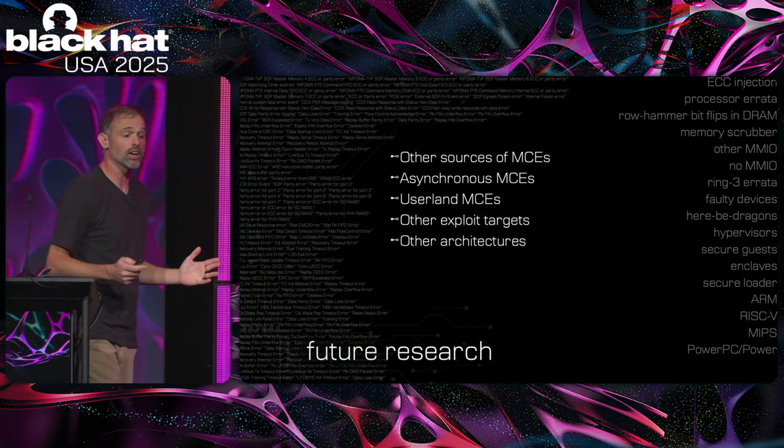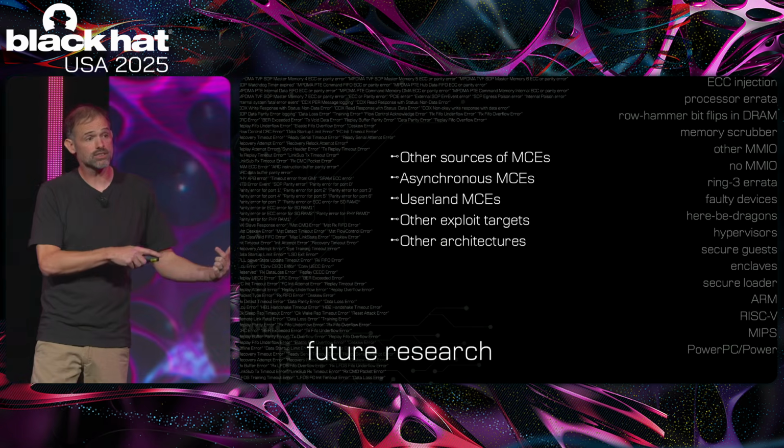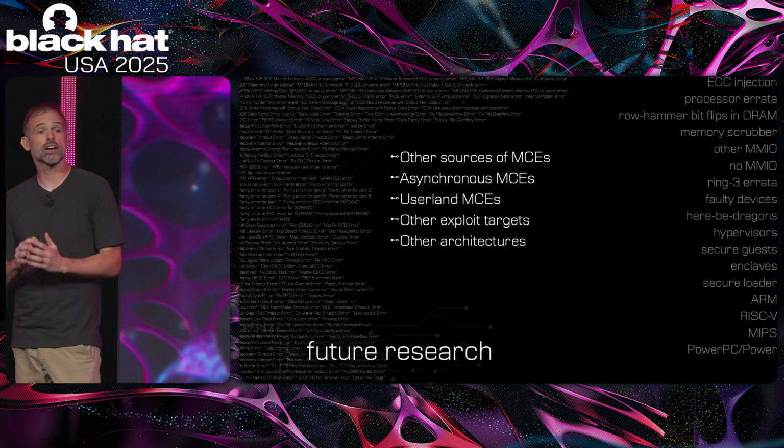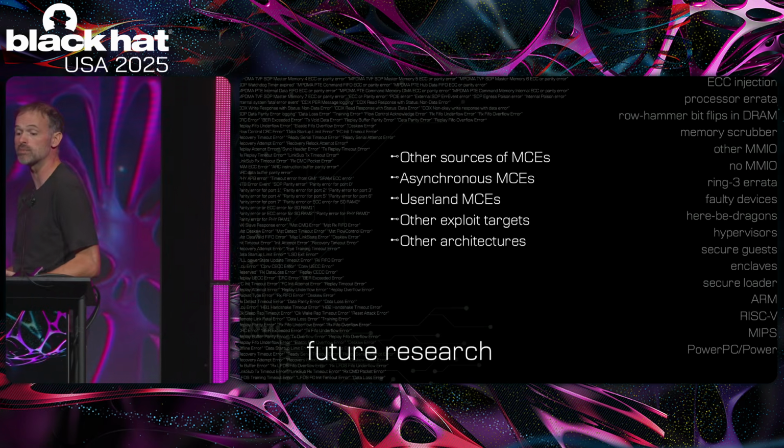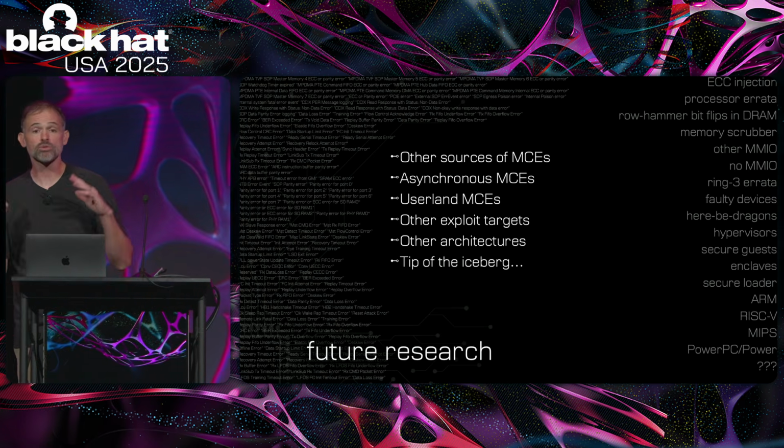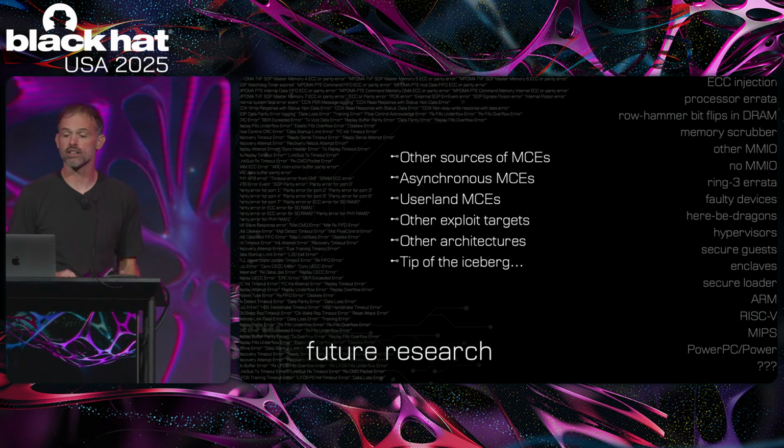We could even look at other architectures, because while we looked at x86 for this presentation, most architectures have a similar idea to these hardware error events. We could look at ARM and RISC-V and MIPS and Power. So I think really we're just scratching the tip of the iceberg here, and it's exciting to see where this will go.